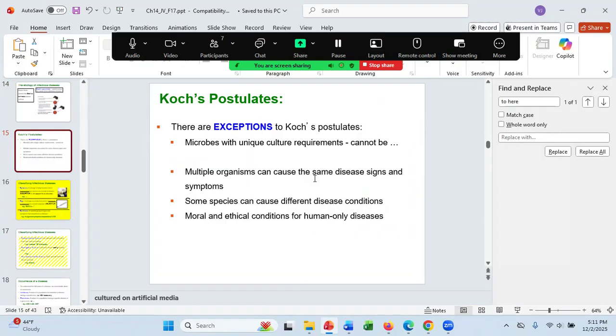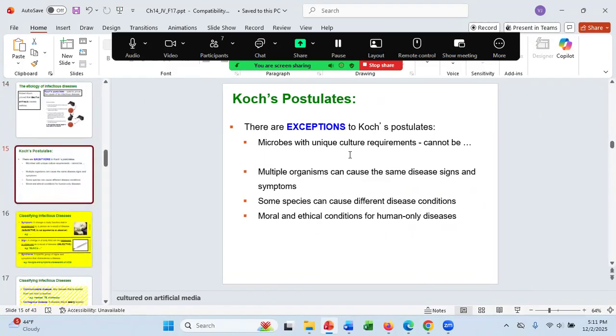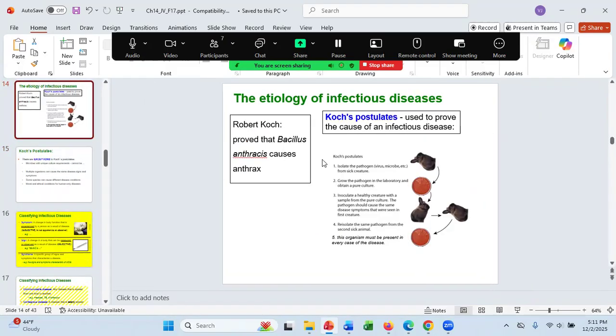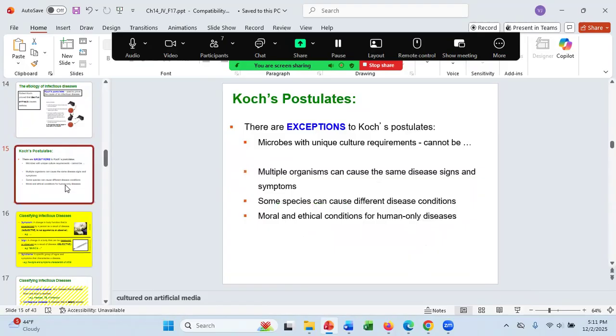All right, let me state that there are some exceptions to Koch's postulates. Remember, Koch's postulates are the steps microbiologists use to show that a given organism causes a given disease. But there are some exceptions to Koch's postulates, like what do you do with microbes which have unique culture requirements, meaning they cannot be cultured in vitro?